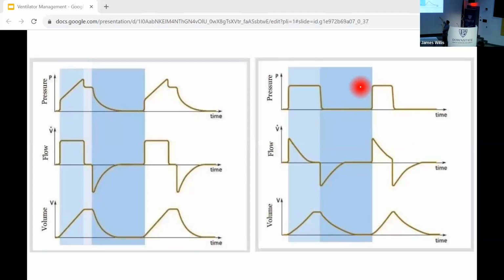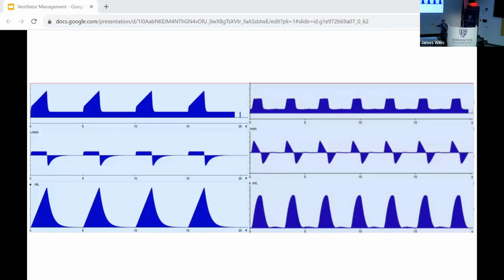Which one is volume? Which one is pressure? Volume, pressure, right? Volume ramped up, square waveform. Pressure control, square, decelerating flow. And the expiration part looks identical because it's all passive. So volume control on the left, pressure control on the right. And this is what they look like on the actual ventilators. Volume control, ramp up, square inspiratory. Pressure control, square pressure, decelerating flow.